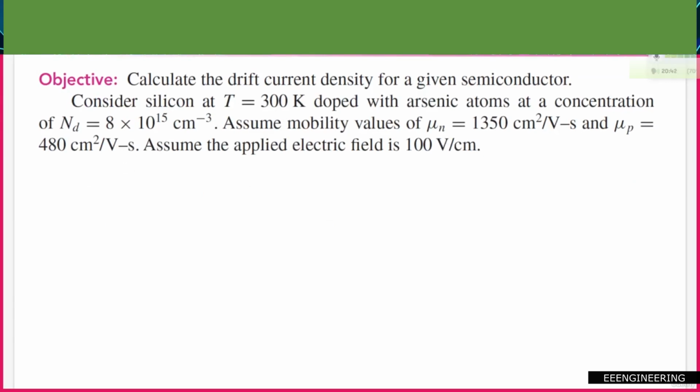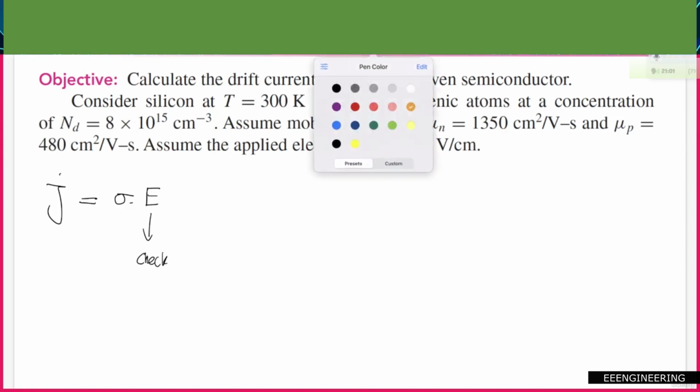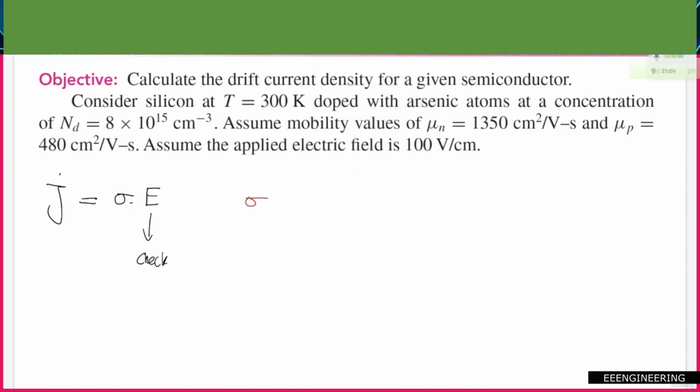First of all, let me put out the formula. For the drift current density for any semiconductor, we're going to have J equal to the conductivity, which is sigma, times the electric field. We already know the value for electric field, so let me just say check. So we need to get the sigma value, which is conductivity. How are we going to get it? We also know the conductivity formula. Our conductivity is equal to mu n, which is the mobility of electrons, times n, which is the electron concentration, times e, the charge, plus mu p, which is the mobility of the holes, times p, which is the hole concentration, times e, which is again the charge.